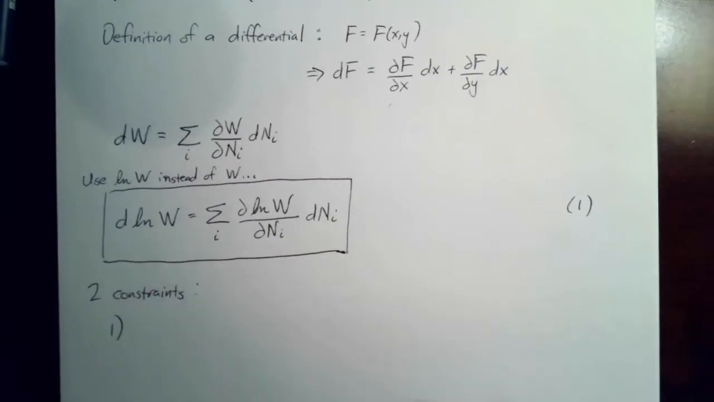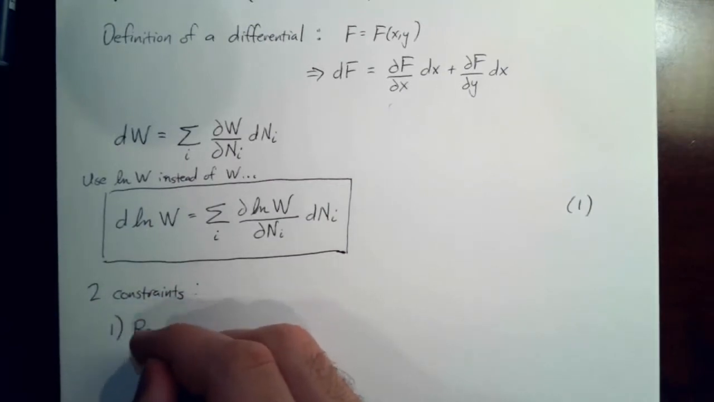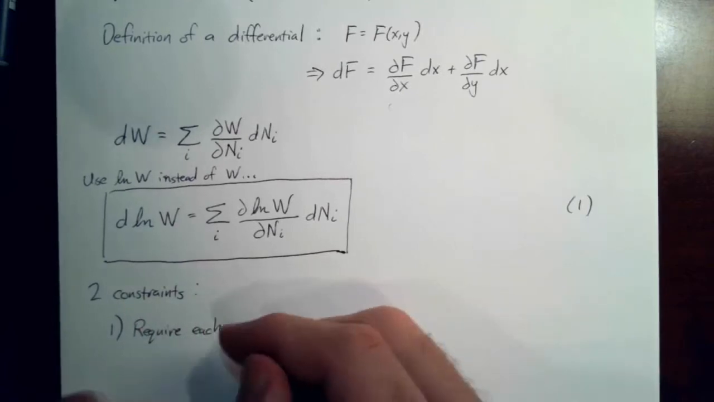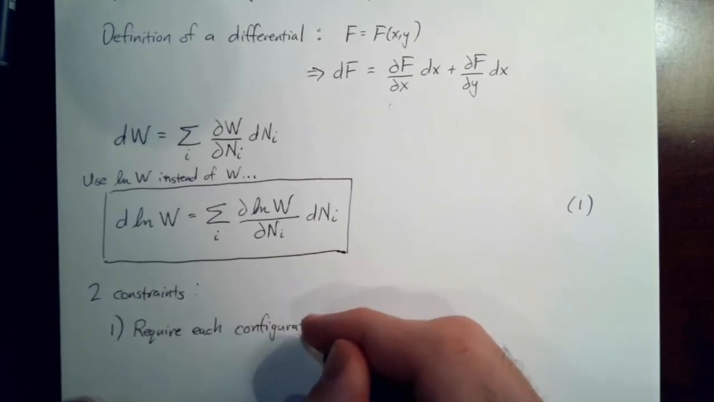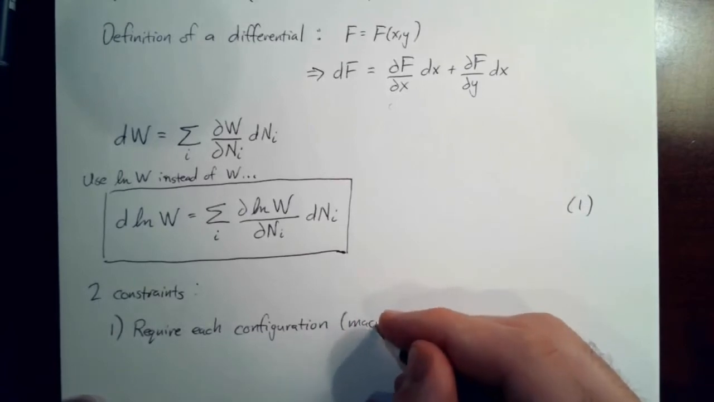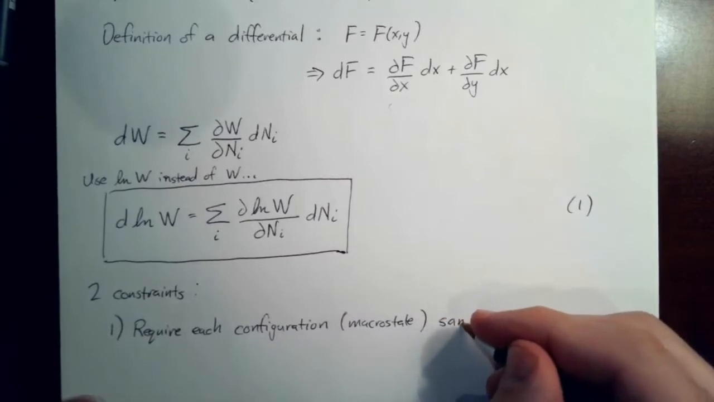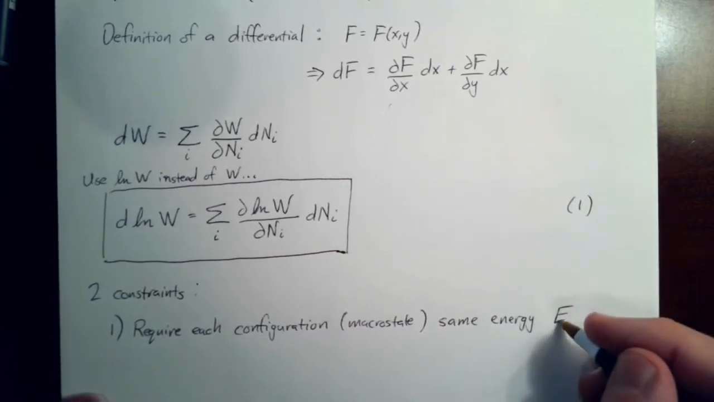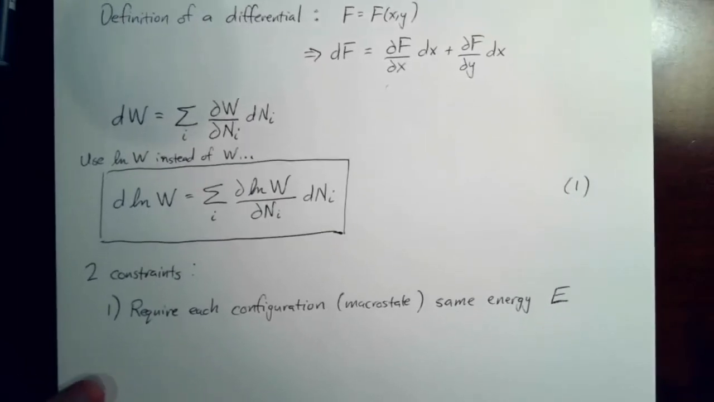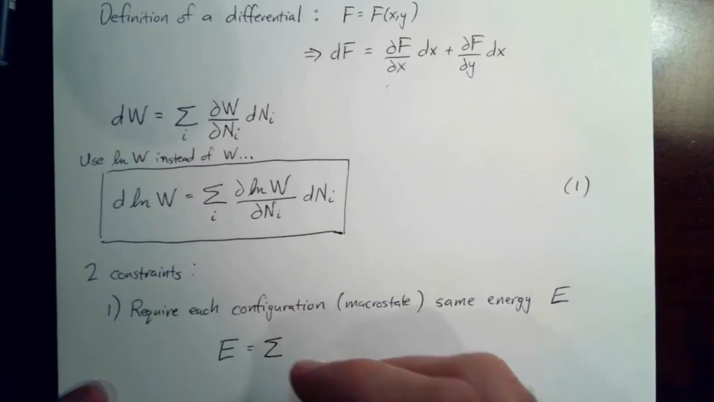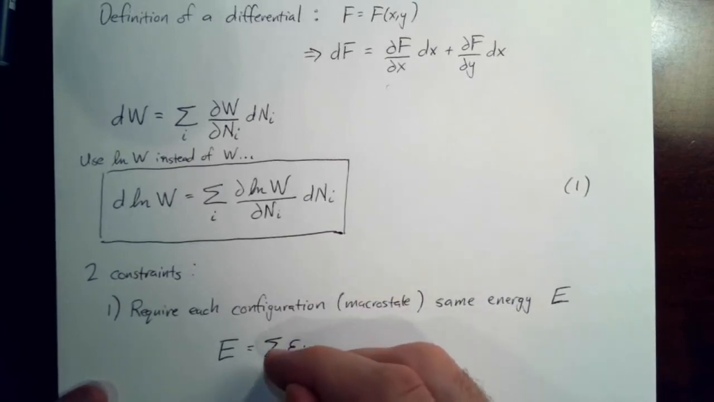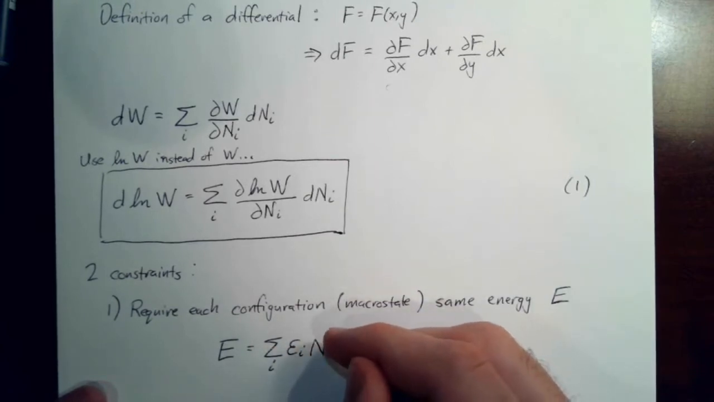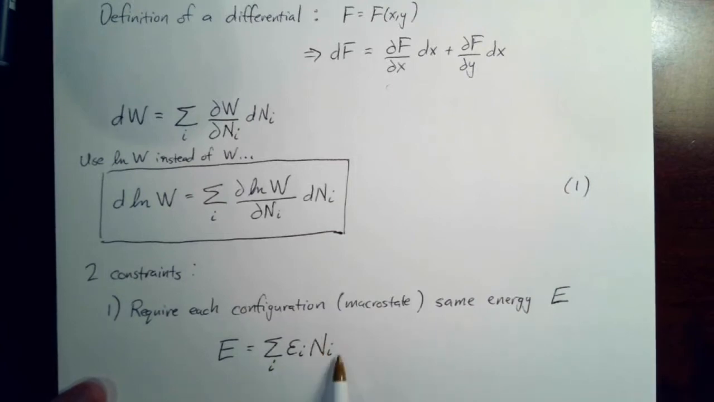The first one is that we want to require each possible configuration, which remember that's the macro state. So we want each macro state to have the same energy, which we'll call capital E. Okay, so we only want to consider macro states that have energy equal to capital E. And to write that mathematically, that's to say that the total energy is going to equal the sum of the energy of each state times the number of molecules in that state. Okay, so this sum needs to add up to E for whichever macro state we consider.